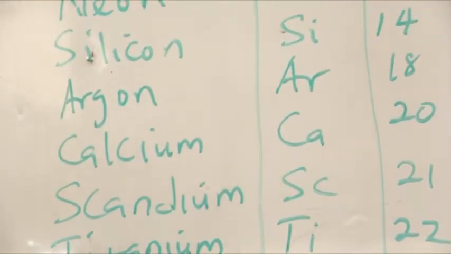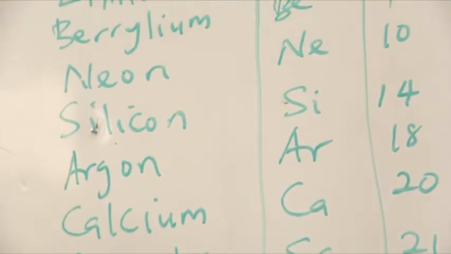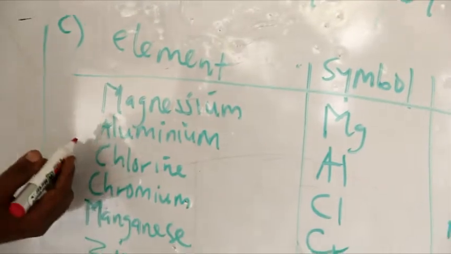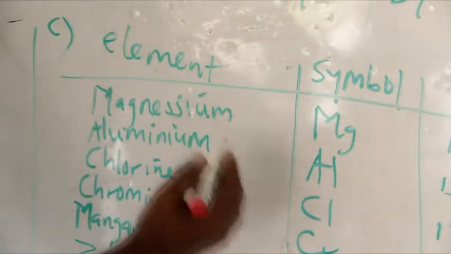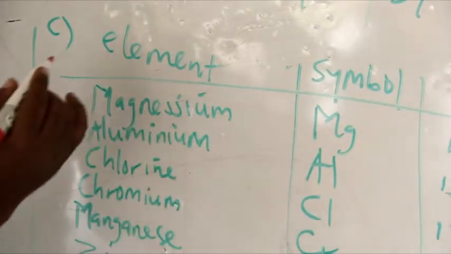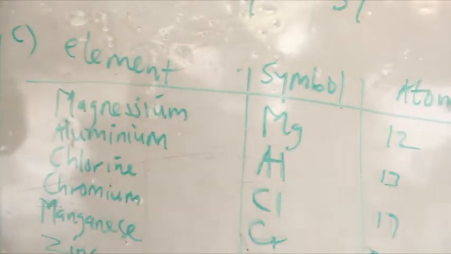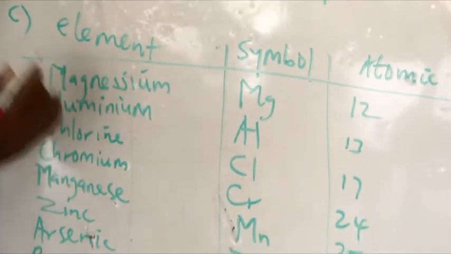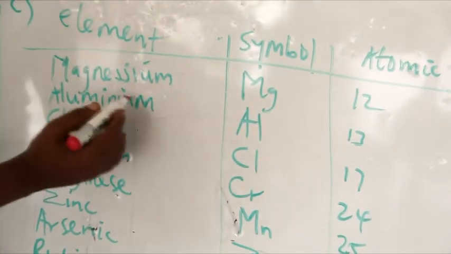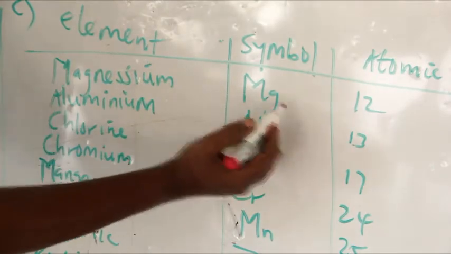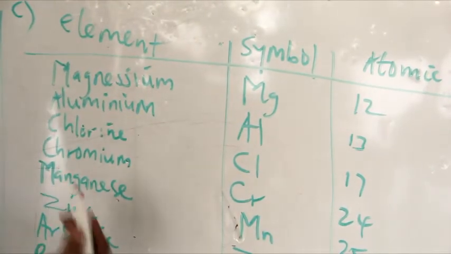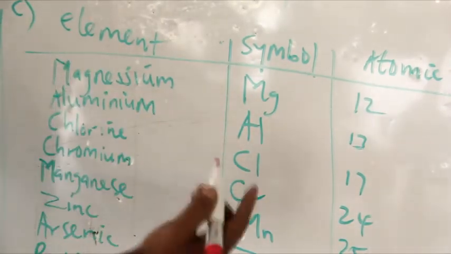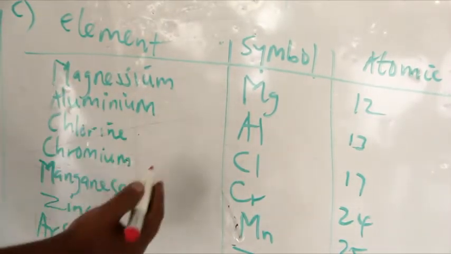Now let us move to category C. In category C, as you can see in this table, the elements were given the first letter of their name and any other letter of the element's name apart from the second letter of the name. As you can see here in this table, magnesium was given Mg instead of Ma. So elements in this category are given the first letter and any other letter other than the second letter.